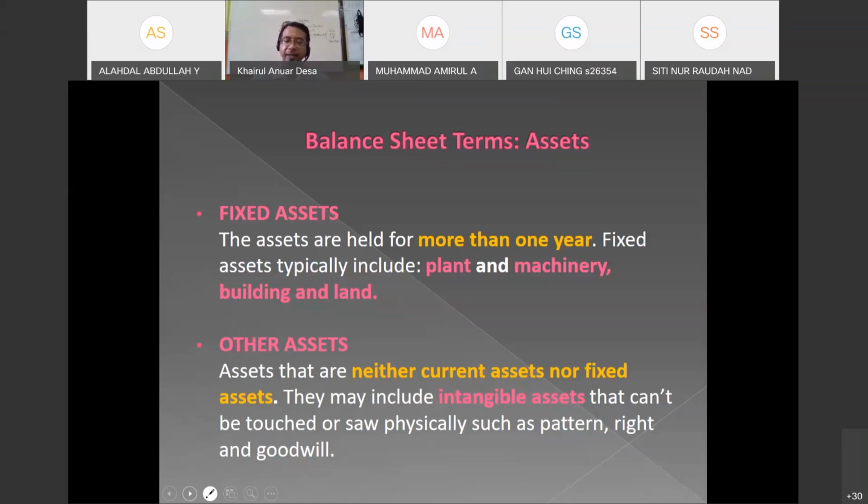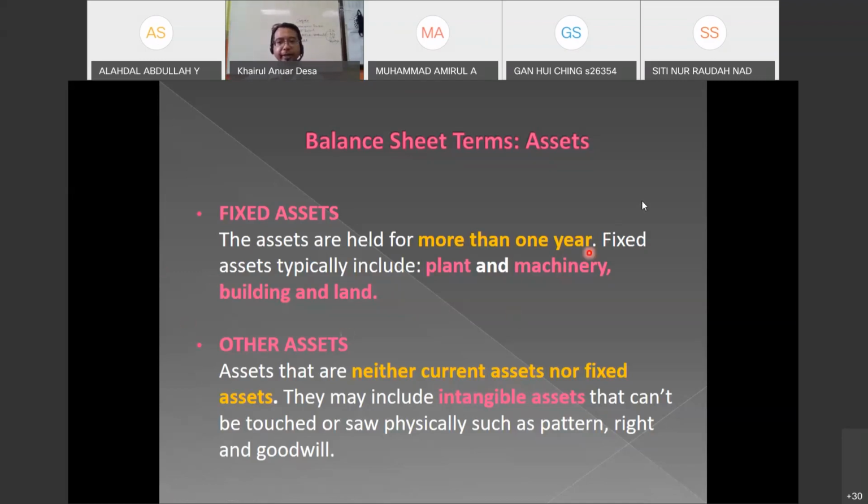Alright. All what we discussed just now is the short term. Jangka pendek. Now we discuss about the fixed asset. Or in the another hand is the long term. What is the meaning of long term? Long term mean more than 1 year. More than 1 year.